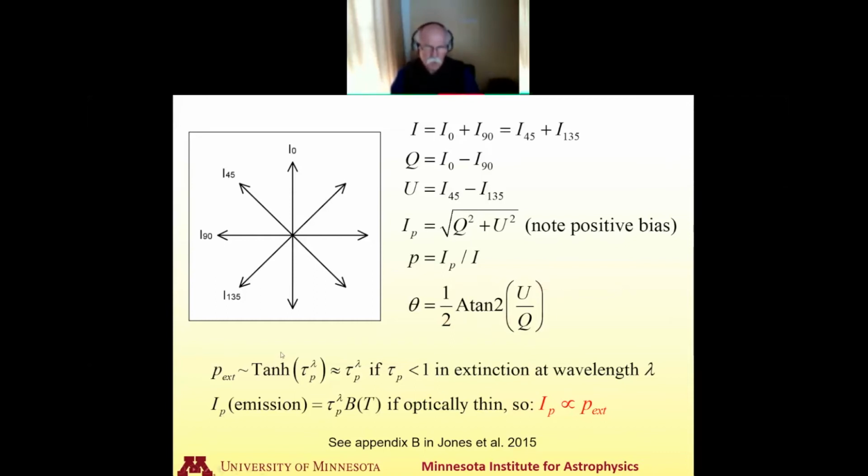All right, quick little note that the P, that's fractional polarization in extinction, goes like hyperbolic tangent of tau P, the polarization optical depth, which is about tau P for modest sizes of tau P. In emission, the polarized intensity is tau P times the Planck function, if optically thin. So the polarized intensity in the far infrared is proportional to the fractional polarization in extinction. And if you want more on that, look at the appendix in that paper there.